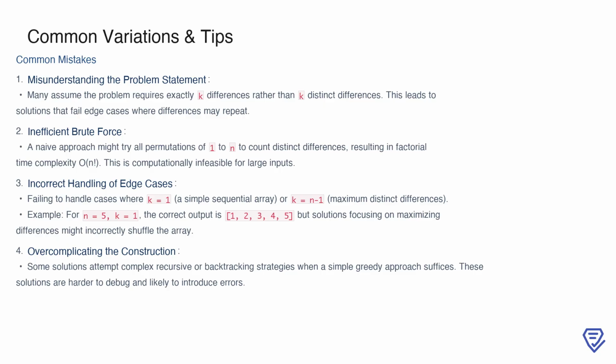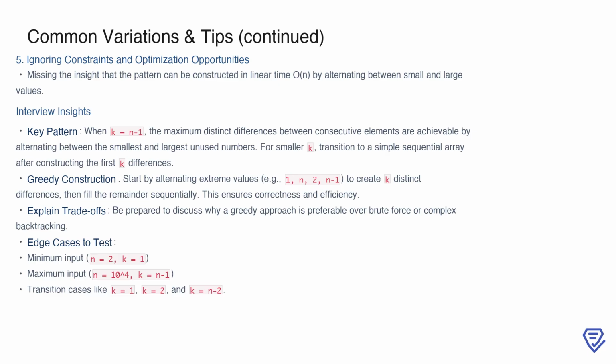Lastly, some solutions overcomplicate the process with recursive or backtracking strategies, which can introduce unnecessary complexity and errors. A simpler greedy approach is often more effective and easier to debug. Another mistake is overlooking the constraints and failing to optimize the solution. The problem can actually be solved in linear time, O(n), by leveraging a pattern of alternating extreme values and then filling in the rest sequentially.